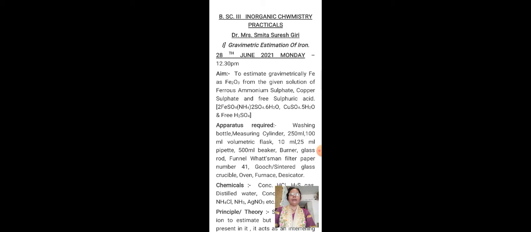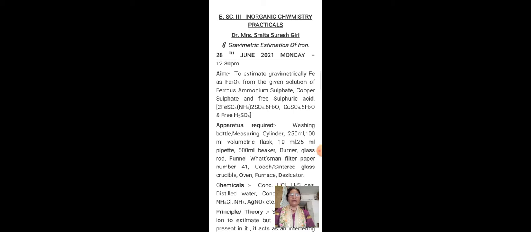So today we will start with gravimetric estimation number 1, that is iron. The aim of this experiment is to estimate gravimetrically iron as Fe2O3 from the given solution of ferrous ammonium sulfate, copper sulfate and free sulfuric acid. Now you have seen the formulas of ferrous ammonium sulfate, copper sulfate and free sulfuric acid on the slide. Remember, the solution supplied to you in your gravimetric flask is unknown to you. How much amount is given to you, you don't know. That's what we have to understand first of all, what practical we have to follow or demonstrate.